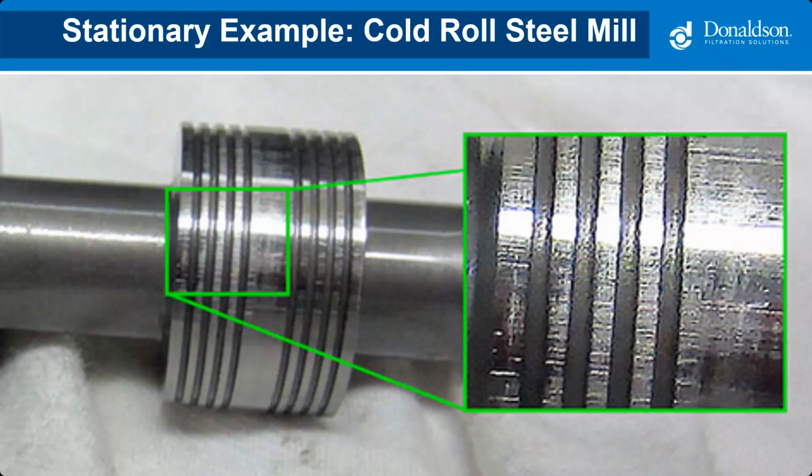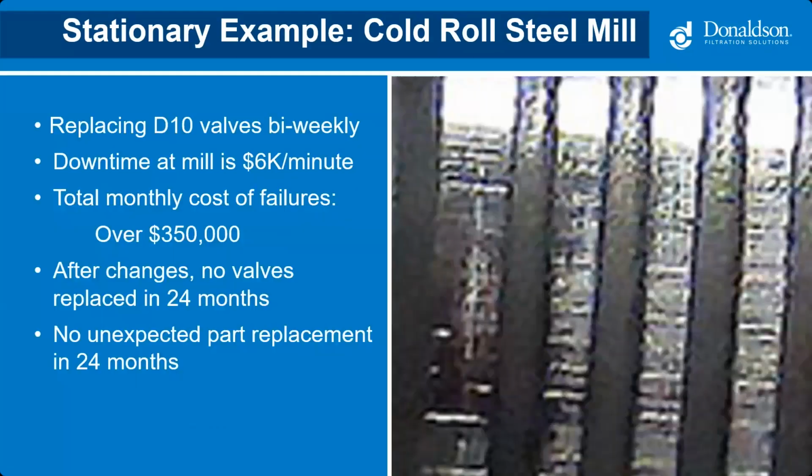In this location, what you're looking at there on the screen is actually the spool valve inside of a D10 valve. At this facility, they were replacing these valves bi-weekly, and their downtime at this mill was about $6,000 per minute. Their total monthly cost of failures, including the downtime and replacement of these parts, was totaling a little over $350,000 per month. We installed some changes to this facility, added some offline filtration.